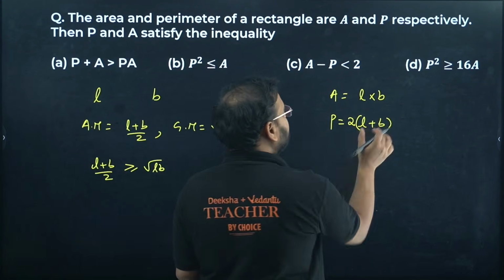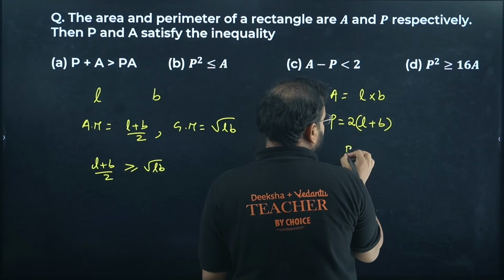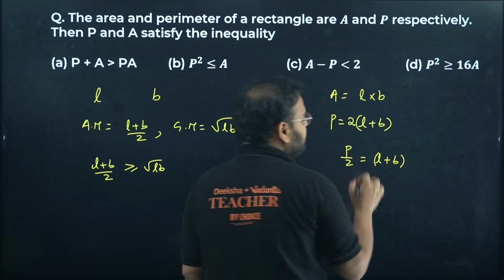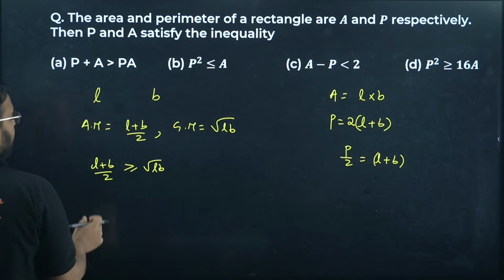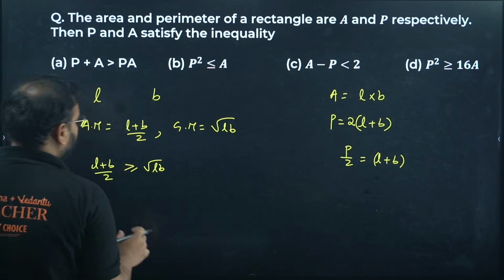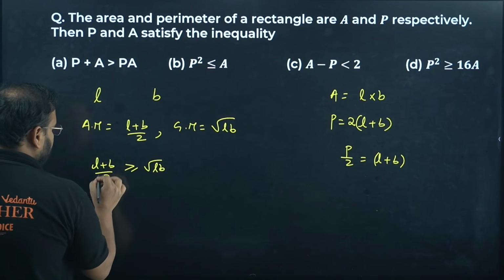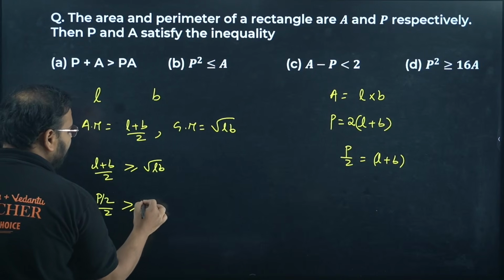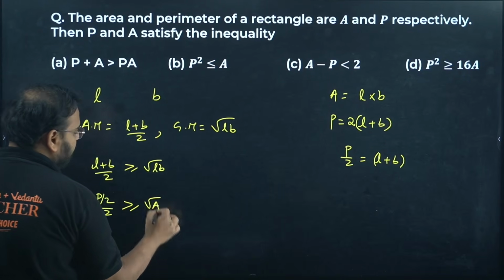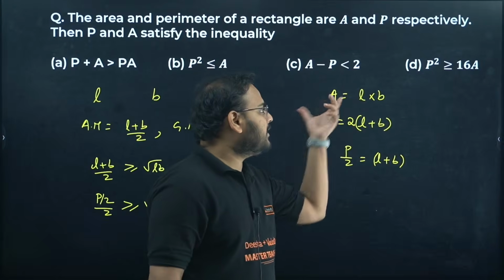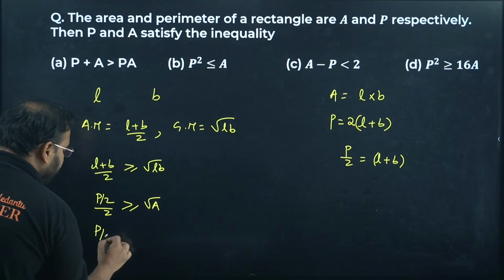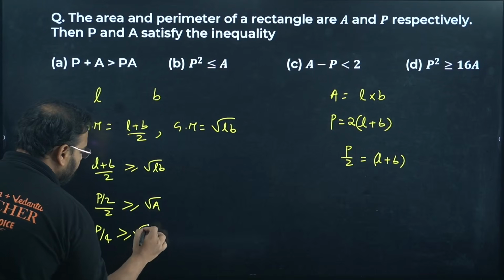Can you find the value of L plus B from here? Yes, sir. So P by 2 becomes equal to L plus B. Substitute the value. What do we have over here? L plus B is P by 2 divided by 2. Over here we have root of A. Why root of A, sir? Because L into B is A. So I'm writing here root of A. This value becomes P by 4 greater than or equal to root of A.